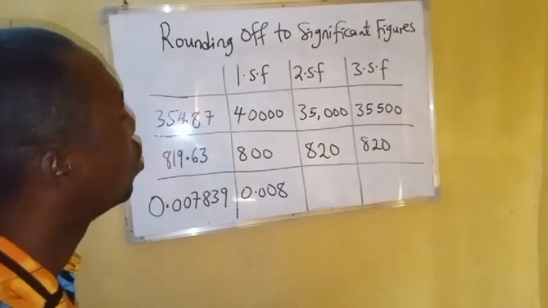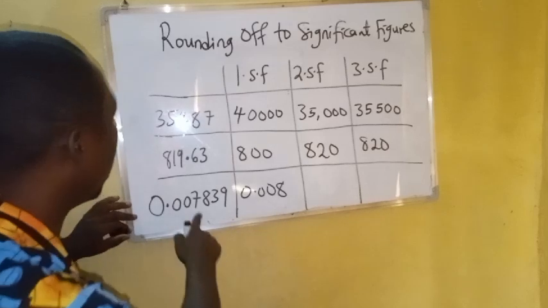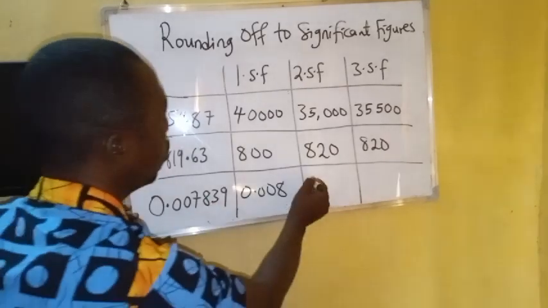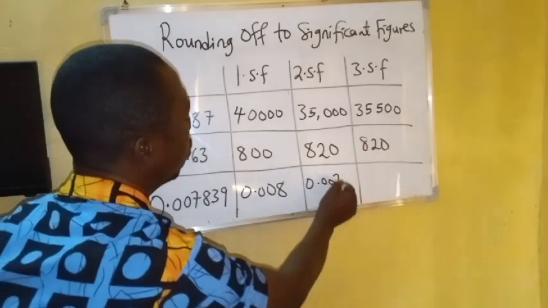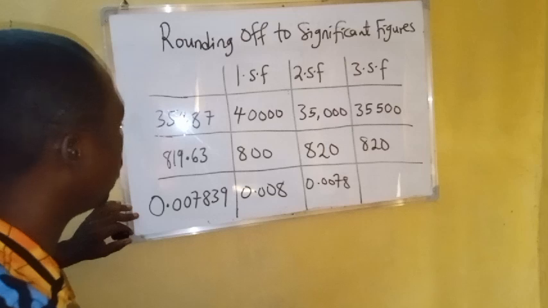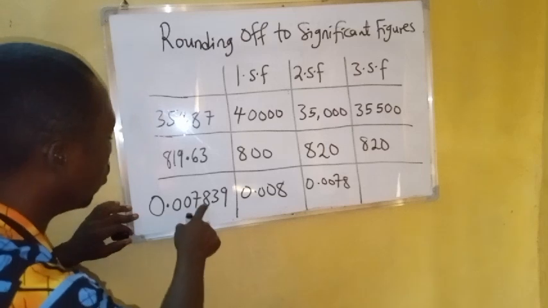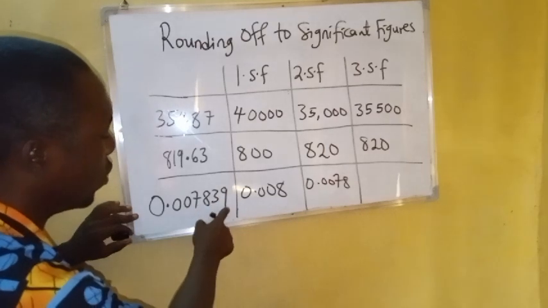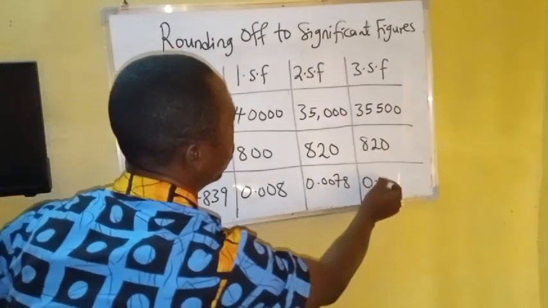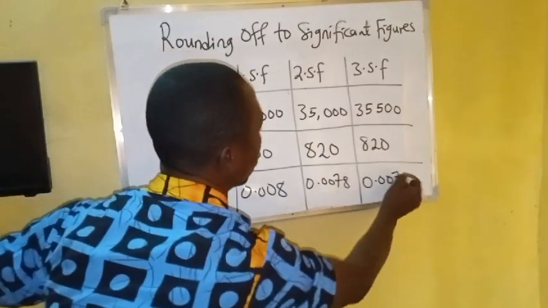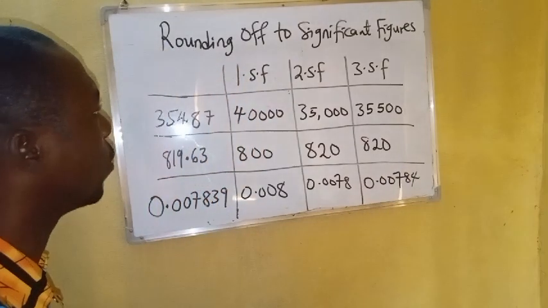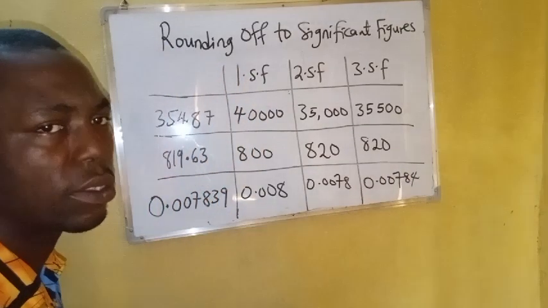Now to 2 significant figures, we have 1, 2. The next one is not up to 5. That will be 0.0078. And lastly, to 3 significant figures, we have 1, 2, 3. Because of this 9, we'll add 1 to this 3. That makes it 4. So we have 0.00784. So this is how to round off numbers to significant figures.